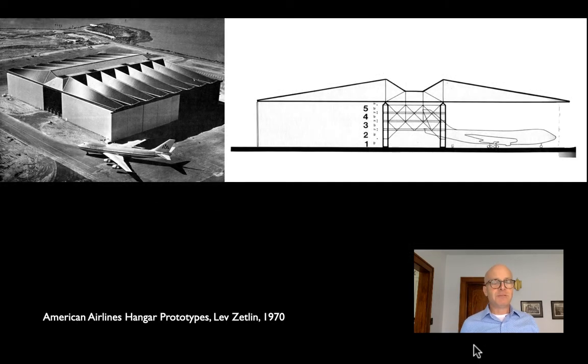And this principle applies to other materials as well. This is a hangar at San Francisco Airport by the engineer Lev Zetlin in 1970. And you can see that what Zetlin did is he took, this is just corrugated steel, right? Very, very thin, just a fraction of an inch thick. And he's twisted each one of those steel sheets into this form that goes from a very deep triangle at the root of that cantilever roof out to a very shallow triangle at the end.